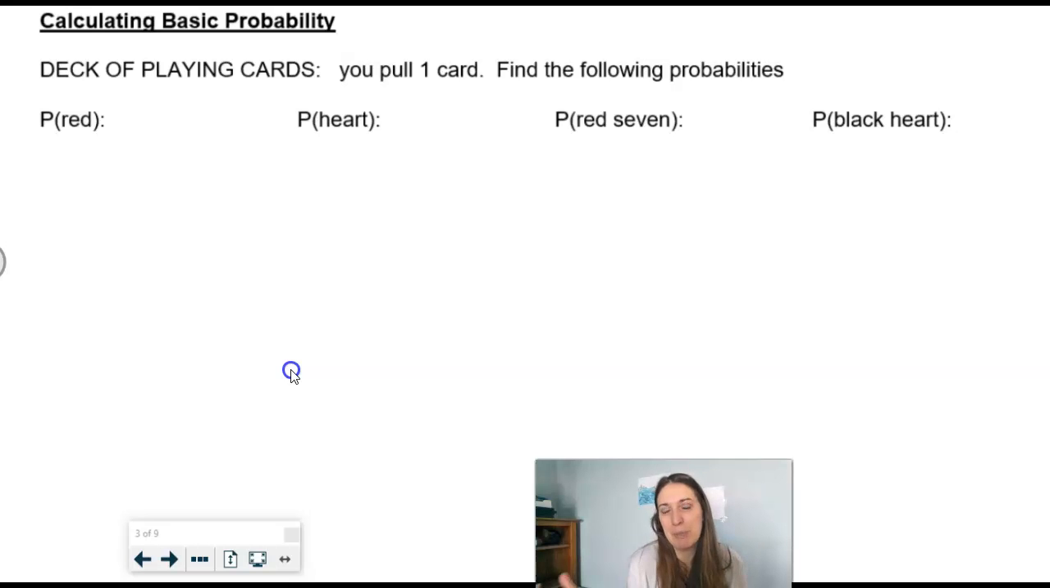Some of you grew up playing with playing cards, so you know a lot about them, and some of you have really never seen a deck of playing cards. So I wanted to give you a little rundown on that.